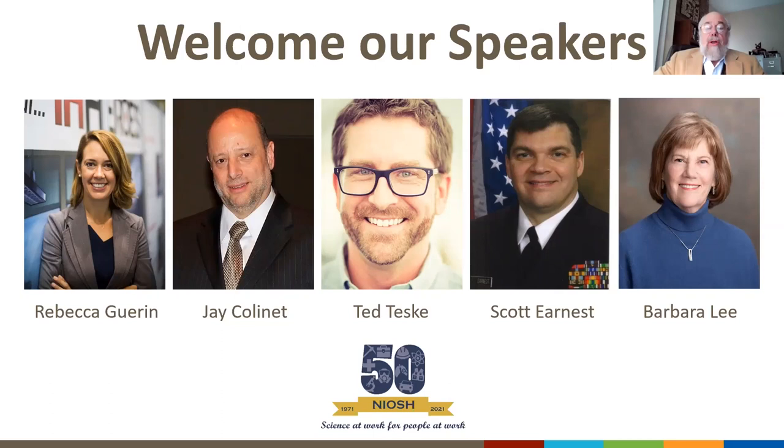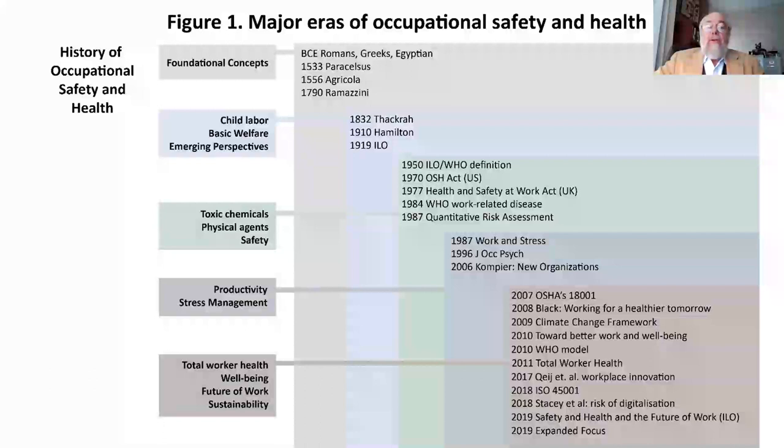To set the stage, I'd like to show you in this slide a perspective that will help frame what we're going to hear today. This is a slide that shows five eras of occupational safety and health. This is subjective, based on my reading of the history and scientific literature. These five eras include foundational concepts, basic welfare and child labor concepts, also leading to the beginning of the ILO, which was critical in global occupational safety and health, toxic chemicals and physical agents, stress management and productivity, and total worker health, well-being, future of work, and sustainability.